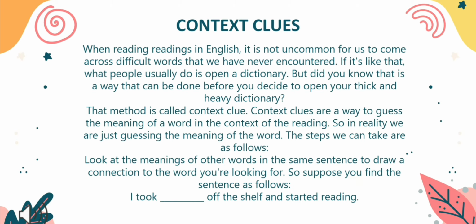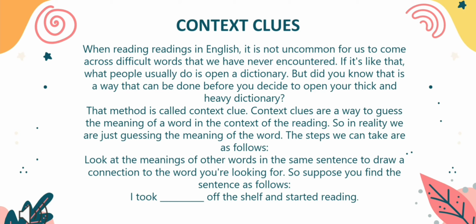Next, context clues. When reading in English, it is not uncommon for us to come across difficult words that we have never encountered. If it's like that, what people usually do is open a dictionary. But did you know there is a way that can be done before you decide to open your thick and heavy dictionary? That method is called context clues. Context clues are a way to guess the meaning of a word in the context of the reading. So, in reality, we are just questioning the meaning of the word.